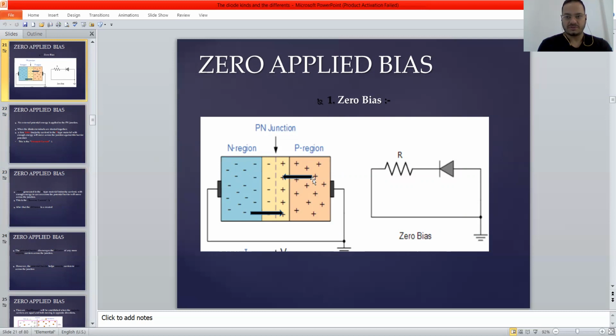Holes, here the majority, will start to diffuse from P to N. And the minority, what is the minority here? It is the holes that will start to diffuse from N to P. This is the main phenomenon in the zero bias.